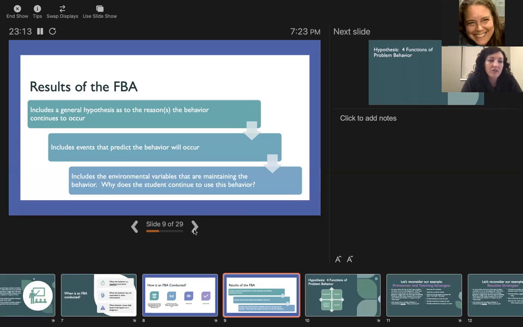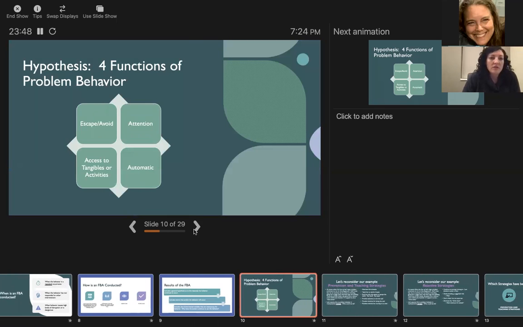Then it should also include events that would predict when the behavior would occur. If this happens, it makes the behavior more likely. So if there's a sub, or if they got held in from recess, things like that. And then it should also include environmental variables that are maintaining the behavior. So why does the student continue to use this behavior? Thinking about that example from the beginning, that think sheet was a consequence that actually maintained the problem behavior.